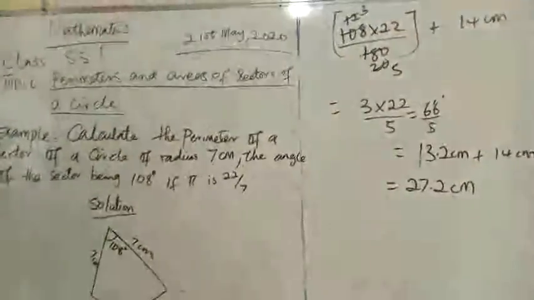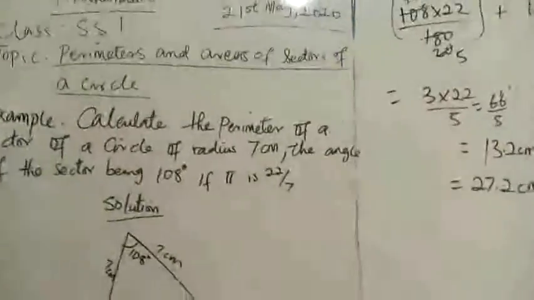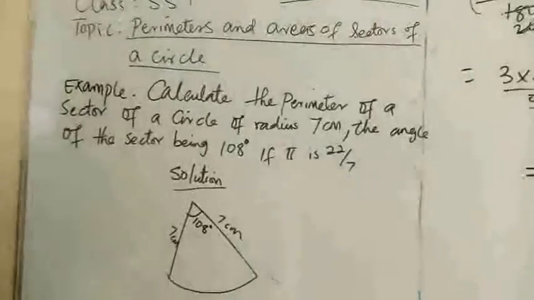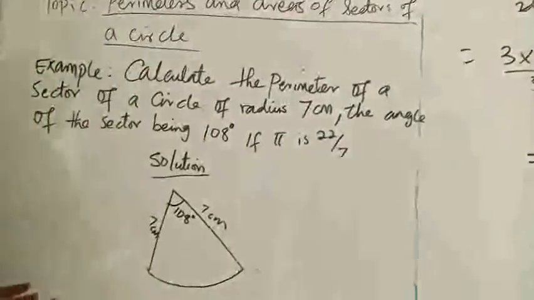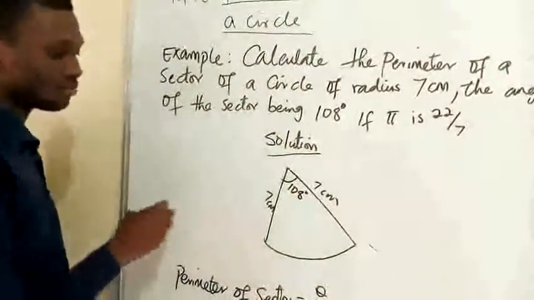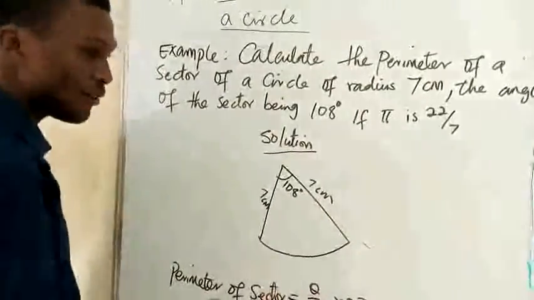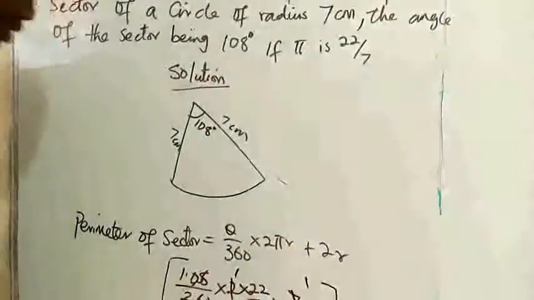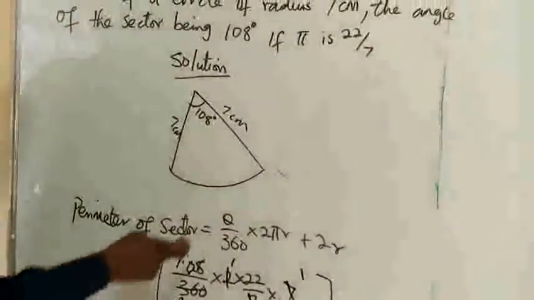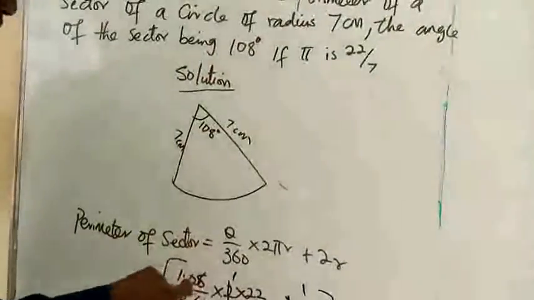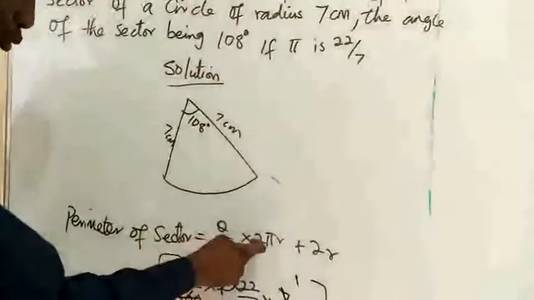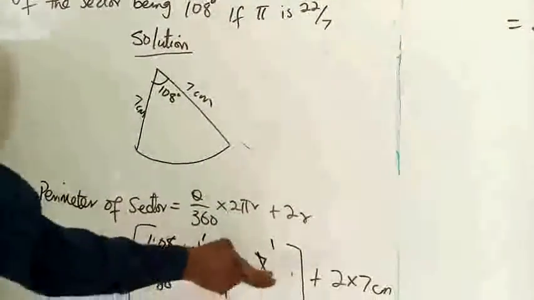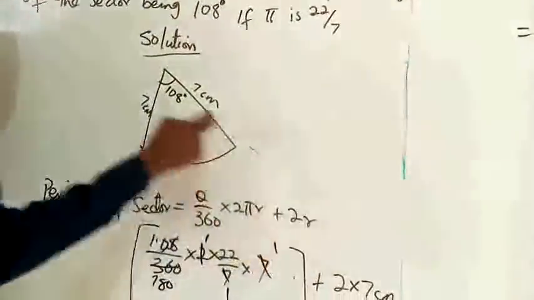Calculate the perimeter of a sector of a circle of radius 7 cm. The angle of the sector being 108 degrees. If pi is 22/7, we draw our sector. Remember, it has an arc and 2 radii. And we write out our formula: theta over 360 times 2 pi r, then plus our 2 radii for perimeter of a sector. Our theta is 108 all over 360 times 2 times pi 22/7 and r 7 cm, not 14, 7 cm. Then plus our 2 radii, which is 2 times 7.